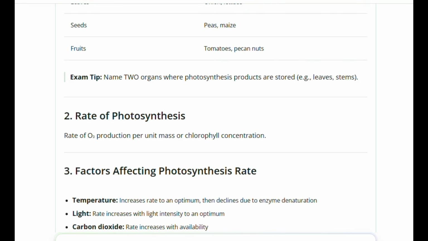Rate increases with availability. Availability of what? Carbon dioxide is directly proportional to the rate of photosynthesis. Light and water must also be available. So because carbon dioxide is directly proportional to the rate of photosynthesis, we must make sure that light and water are available, so that this carbon dioxide can work very well.